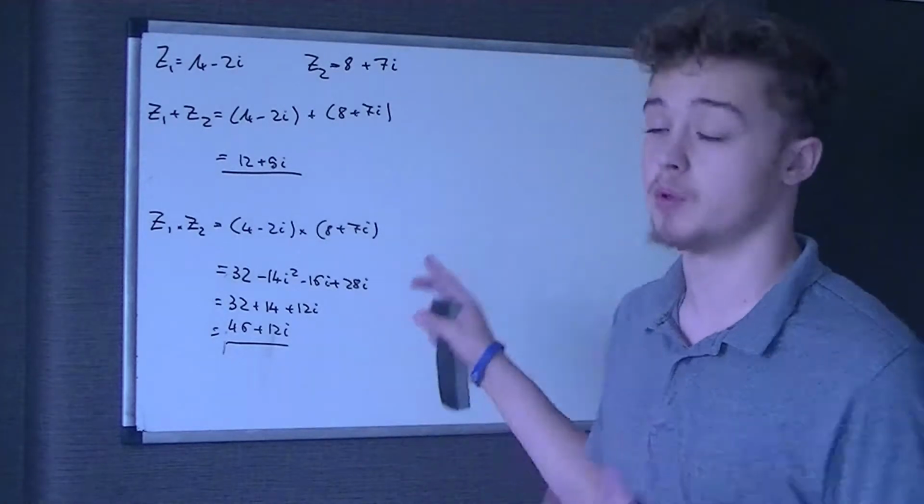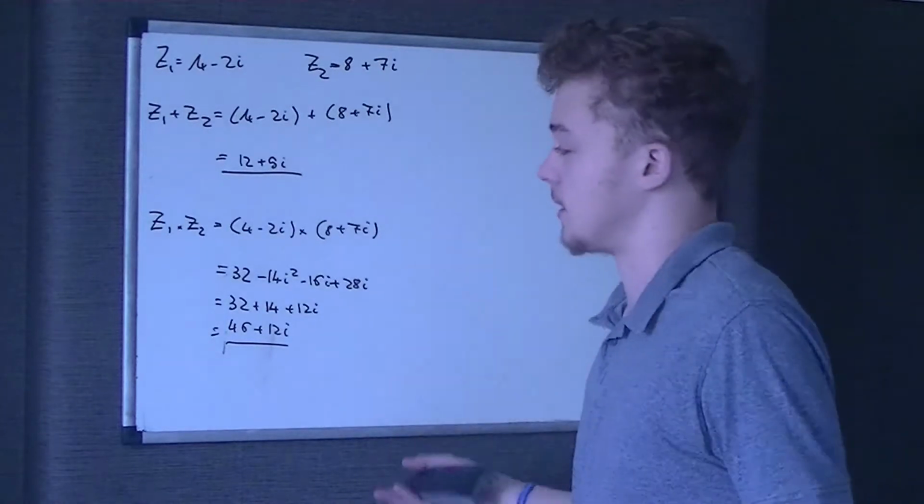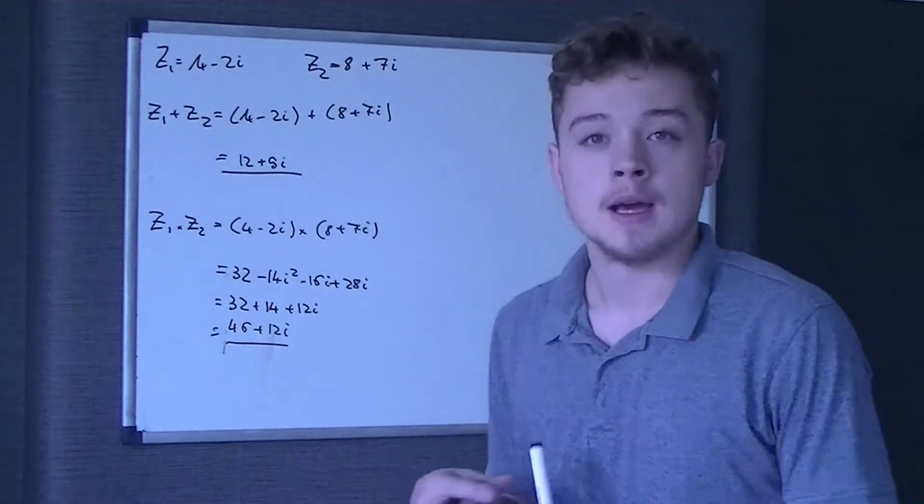When you are multiplying them together, this is just two complex numbers. They could be complex conjugates, but we don't know that, so we just leave them. They wouldn't look exactly the same if they were conjugates.